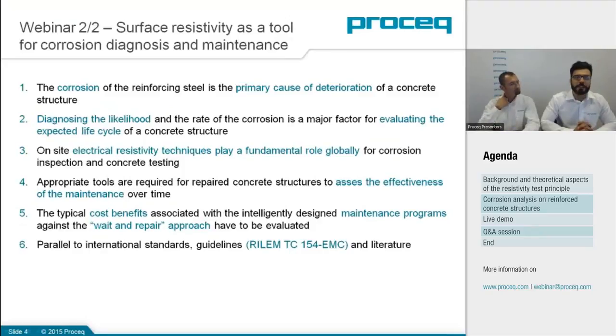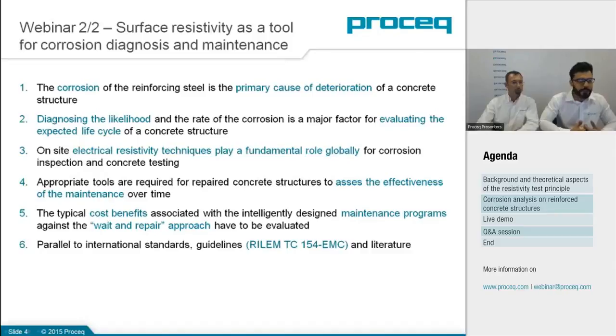Today's webinar is the second session in our resistivity webinar series. Some of you might have joined us on Tuesday, where we talked about the principle of resistivity, and we focused more on lab-based testing. Today we're going to highlight surface resistivity as a tool for corrosion analysis and maintenance, mainly for existing structures and on-site testing.